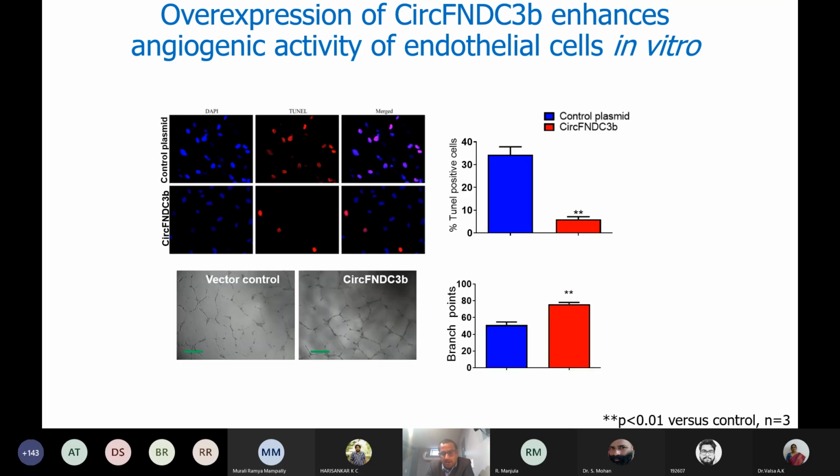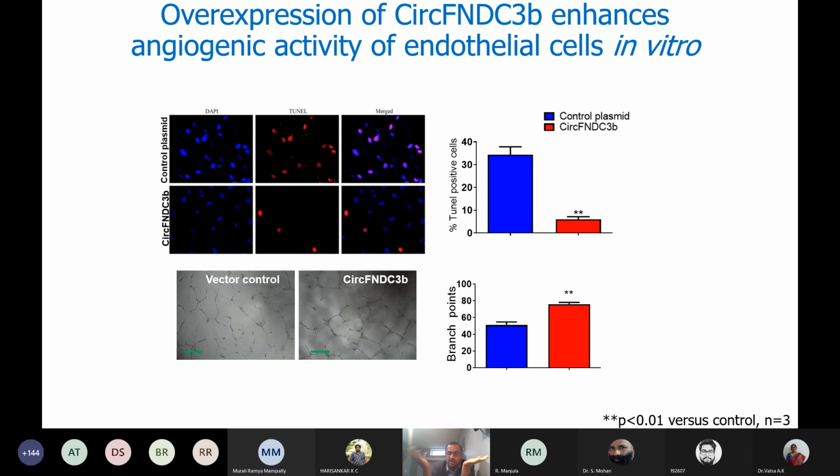So we moved ahead and did some in vitro assays. As I mentioned, this circular FNDC3B was downregulated in the endothelial cells and cardiomyocytes. So we started looking into their functional aspects in terms of endothelial cell function and cardiomyocyte function. In this particular experiment, on the top, the red dots represent the TUNEL positive cells and the blue represent the nuclei. So what we did was we took endothelial cells and subjected them to hydrogen peroxide stress to induce apoptosis in these cells.